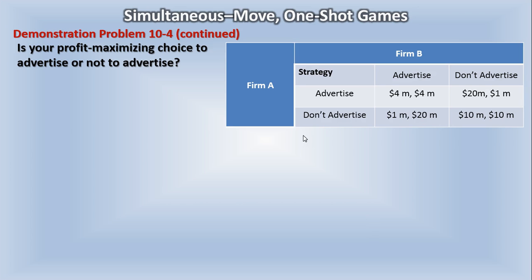So we need to figure out what you would choose in response to your rival's choices. Taking the perspective of firm A, in response to firm B advertising, what should firm A do?